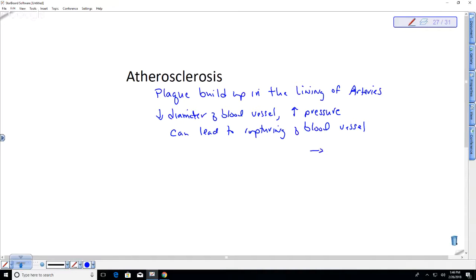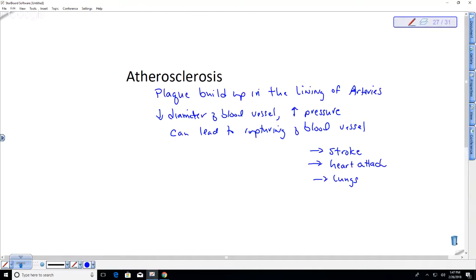So this can lead to, if it's in the brain, it could lead to stroke, right? It could also lead to a heart attack if it's in the coronary arteries, right? It could also be in the lungs, so it can damage the lungs.